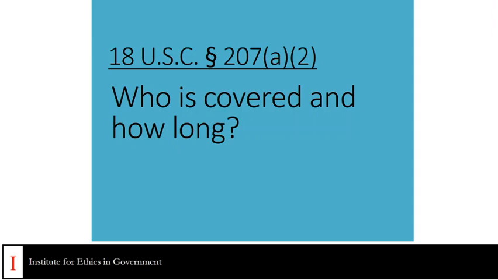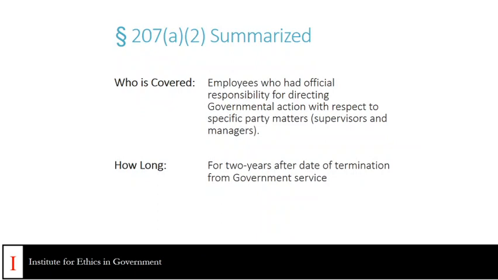So who is covered under 207(a)(2) and for how long? 207(a)(2) applies to employees who had official responsibility for directing governmental action with respect to specific party matters. In other words, supervisors and managers. In other words, people who were overseeing the personal and substantial participation of others on specific party matters. For how long does this restriction last? For 2 years after the date of termination from government service.